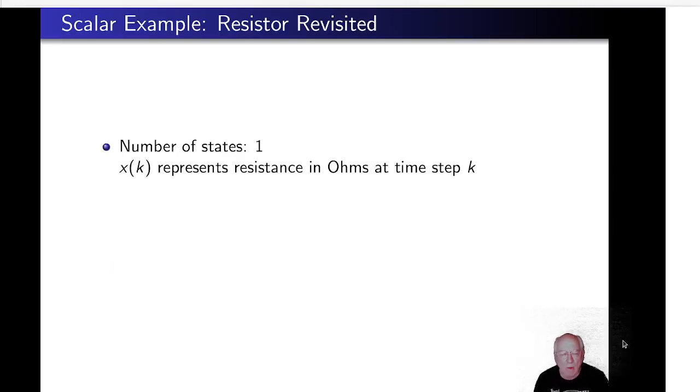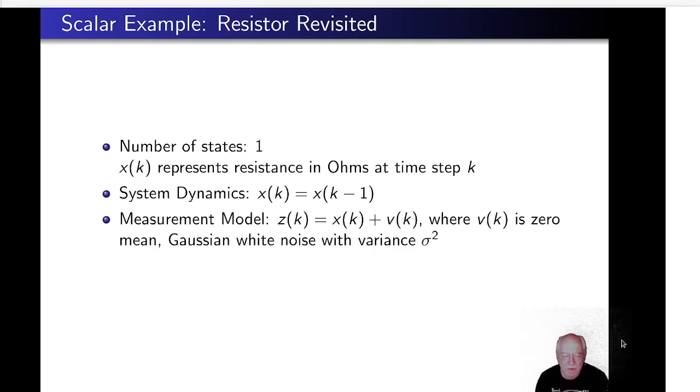So if you recall, we have a very simple system. It's a resistor. There's only one state that we're interested in, the resistance. System dynamics is constant. There's no change in the resistance over time. And the measurement is of ohms from the voltmeter. So very simple. We have some measurement noise there. But for the moment, we're going to have no process noise.